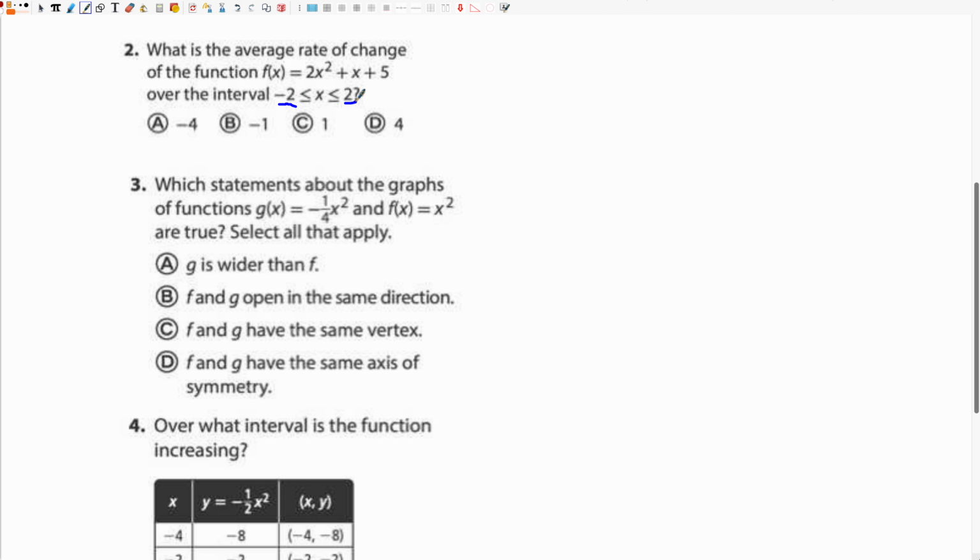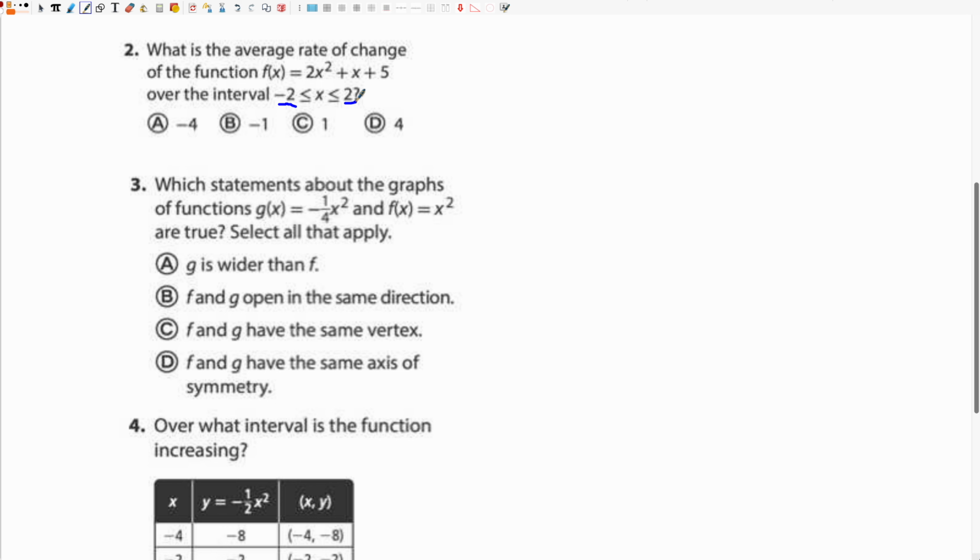And so I need to solve this equation 2 times. I need to put a -2 in for x and solve the equation and get that ordered pair. And then I need to put +2 in for x, solve the equation, and get that ordered pair. And then what do I do once I have 2 ordered pairs? You find the slope. That's what rate of change means. Rate of change is slope. So we're going to find the average slope between those 2 points.